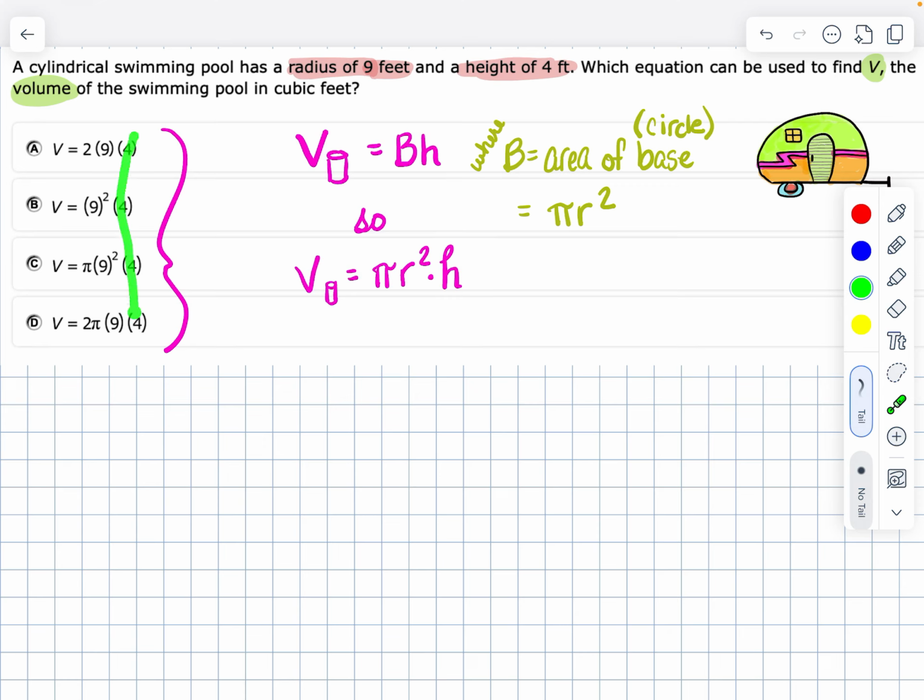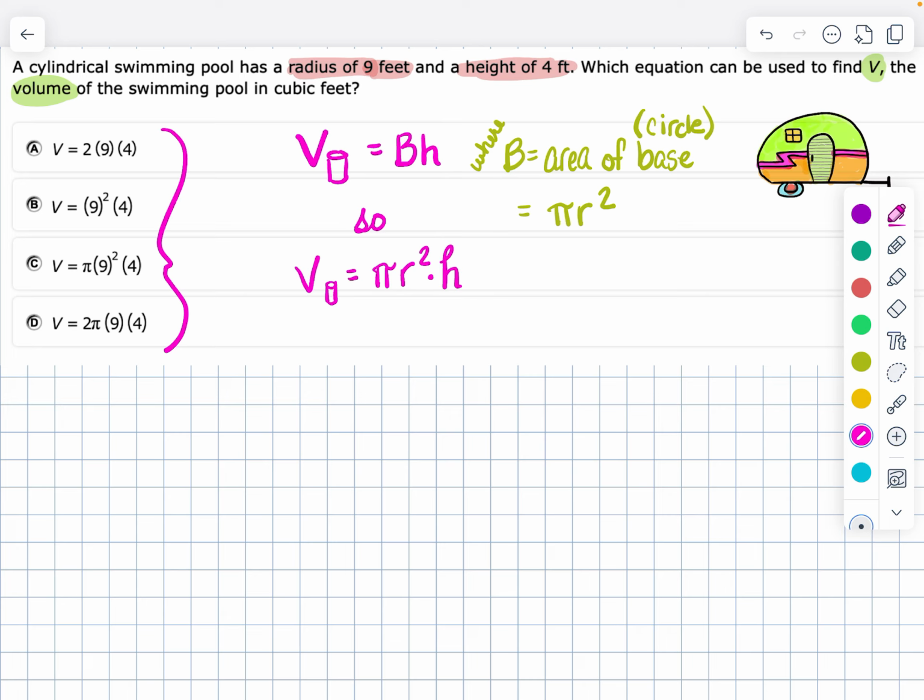Every one of these has a 4, and that is the height of our cylinder. Every one of them has a 9. In 2 of them the 9 is squared, and in 2 of them it isn't squared. 2 of them have a 2, 2 of them have a pi, and this one has nothing before the 9. So we kind of know what we're looking at here. And now let's go through the formula for volume of a cylinder.